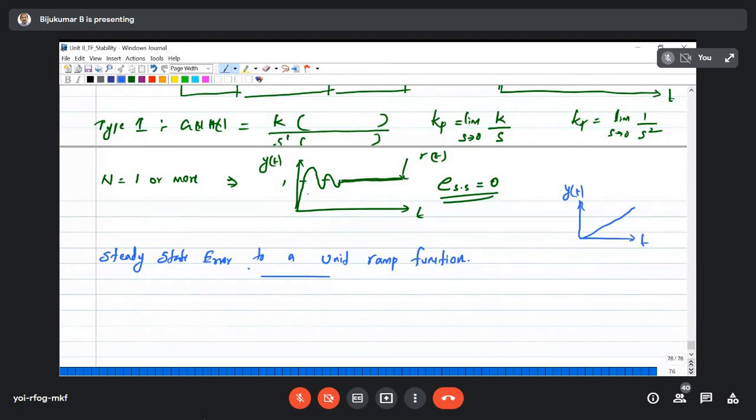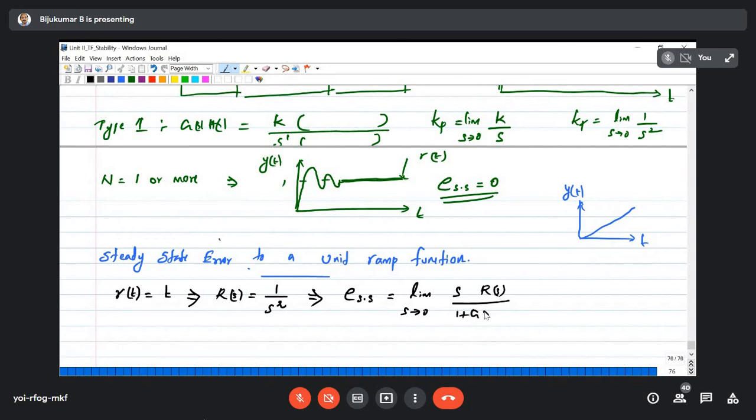So we can do the same exercise and find the steady state error. For a unit ramp function, r of t is equal to t, so r of s becomes 1 by s square. From this, we can calculate the steady state error as limit s tends to 0, s multiplied by r of s divided by 1 plus g of s h of s.